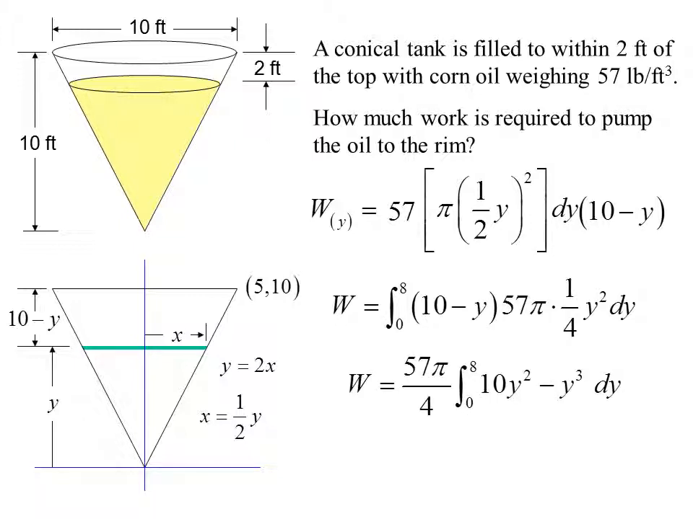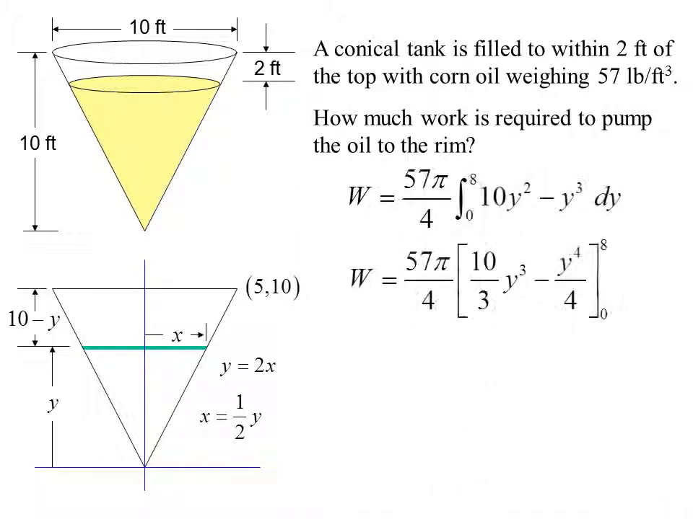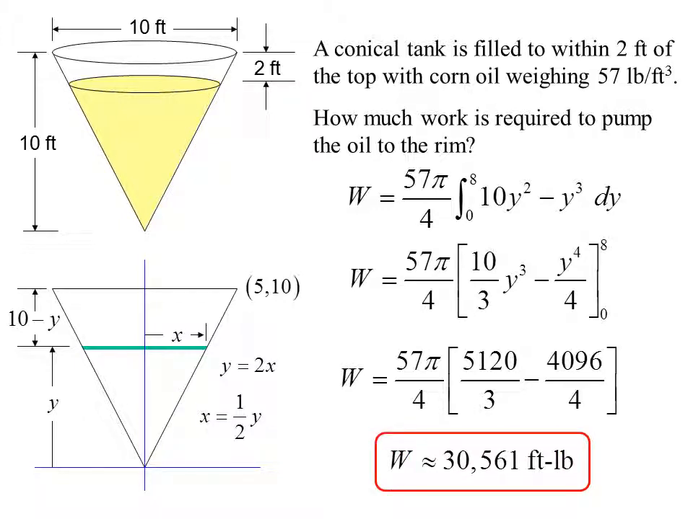We move the constants out front. Then we find the antiderivatives. Plugging in the limits of integration, this simplifies to approximately 30,561 foot-pounds.